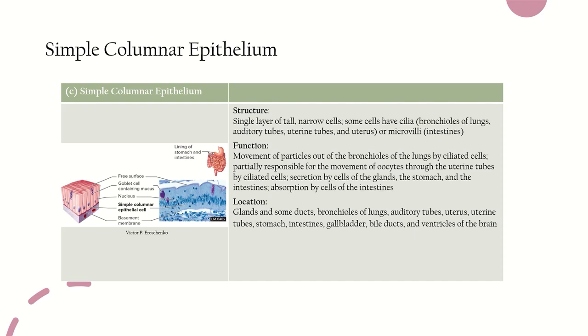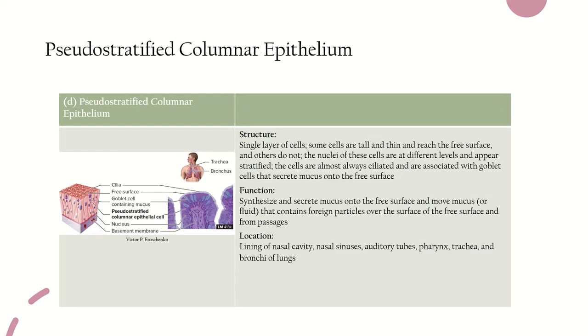Simple columnar. This is like in your lungs, the bronchioles, with ciliated cells. Also related to moving the egg, the oocytes, through the uterine tubes, because they have ciliated cells on them. They're ciliated, so it helps movement. As well as in the stomach. Again, location can determine function. Pseudostratified columnar: mucus cells moving foreign particles in and out, like in the nasal cavity, auditory tubes, pharynx, trachea, so a lot of movement related for the pseudostratified ones.